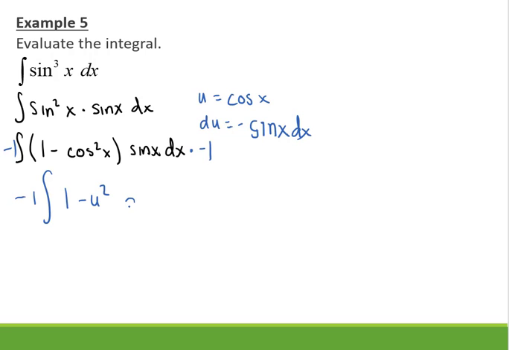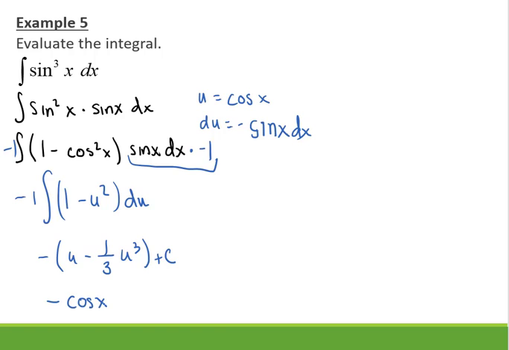So I have negative u minus 1/3 u to the third plus c. So that is negative cosine x minus, bringing in my negative, 1/3 cosine cubed x plus c.